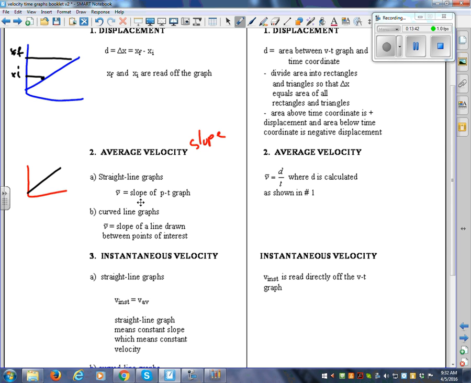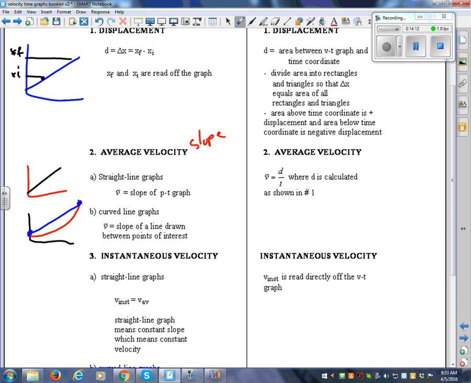Watch here, you guys. I need like 3 or 4 minutes. But what if it's a curved line graph? What do you do for average velocity? You draw a line between the points of interest. You find the slope of this line. Average velocity: you find the average slope. You don't need to draw a line, but for the visual, I'm drawing a line.